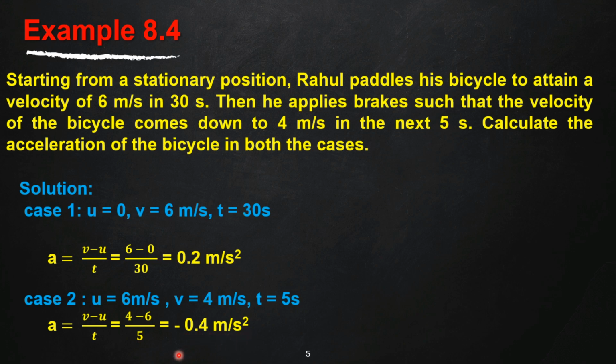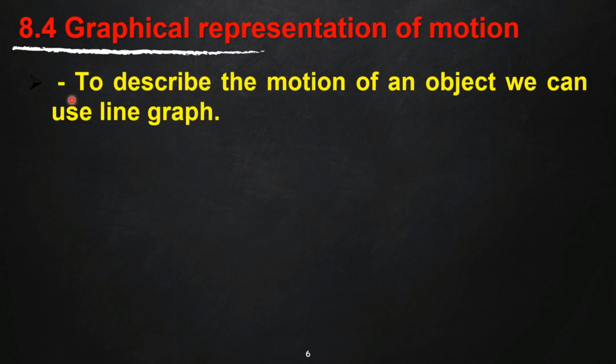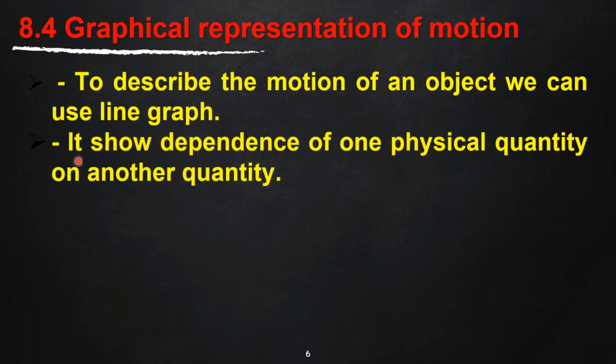8.4 Graphical representation of motion. So, how the graph will be drawn and how from the graph we can find out the motion. To describe the motion of an object, we can use a line graph. See, there are many types of graph, but here we are going to consider the line graph. It shows dependence of one physical quantity on another.